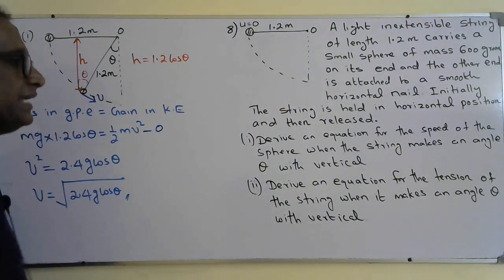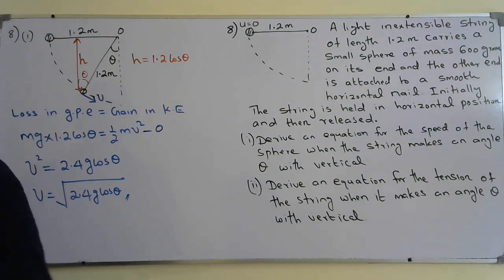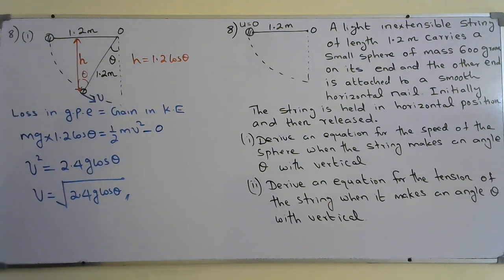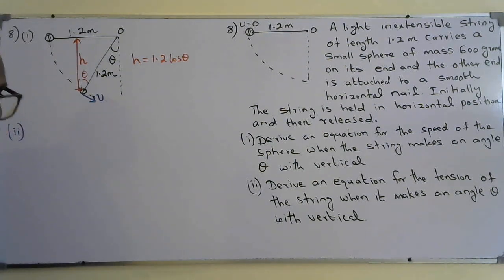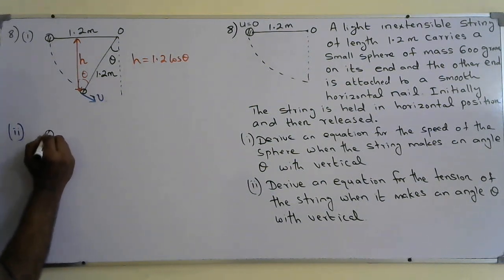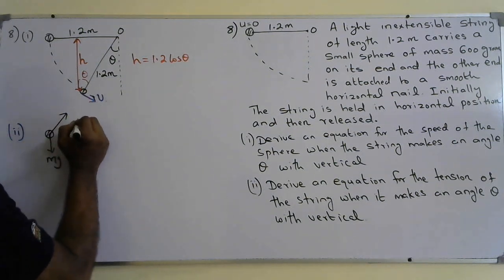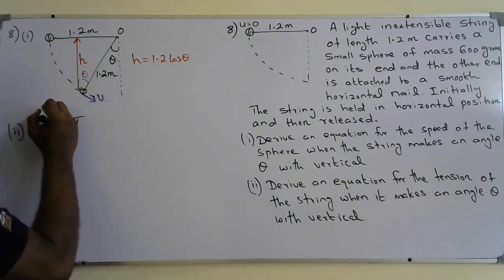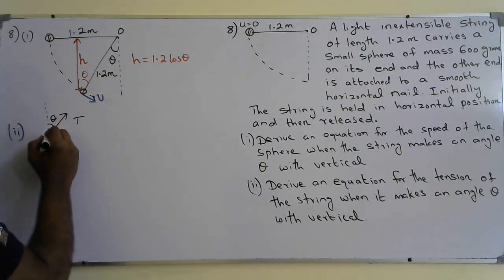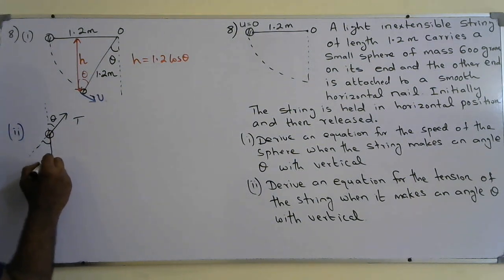Okay, the second part: derive an equation for the tension of the string when it makes an angle theta with vertical. For this, we should think about the free body force diagram. This is the sphere. It has weight mg vertically downwards. Tension is along the string, and it makes an angle theta with vertical. The opposite angle is also theta. The center is O.